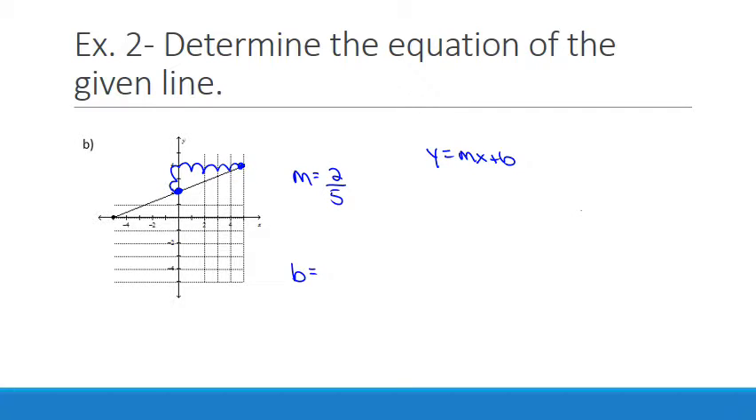Y-intercept, where does it cross? Well, it crosses right here as well. That's my y-intercept. That value is positive 2. So then I just go and replace the m and the b. So y = 2/5x + 2.